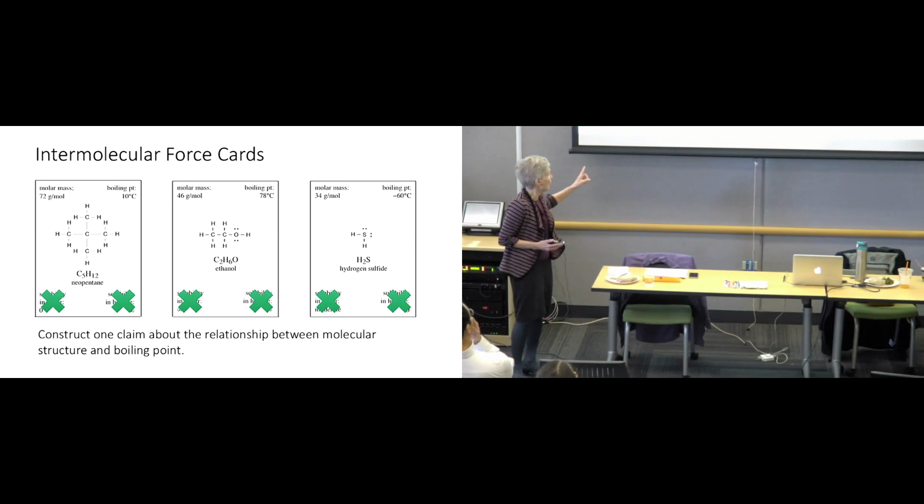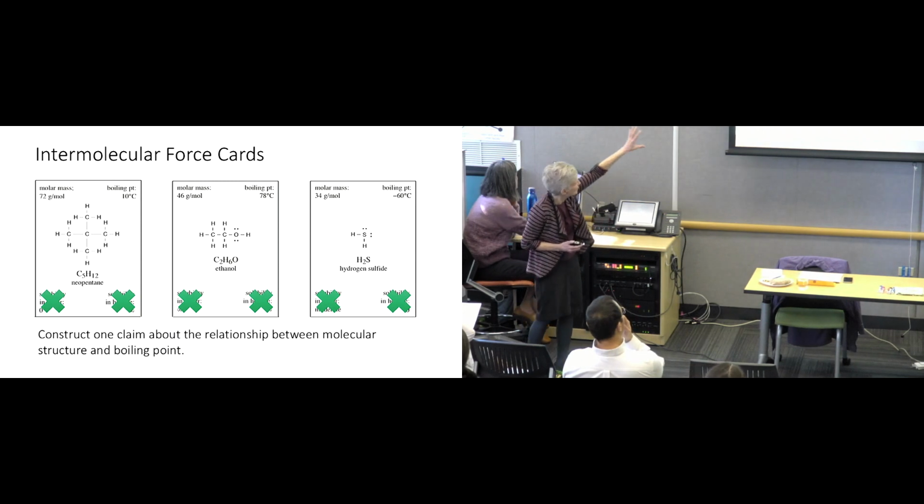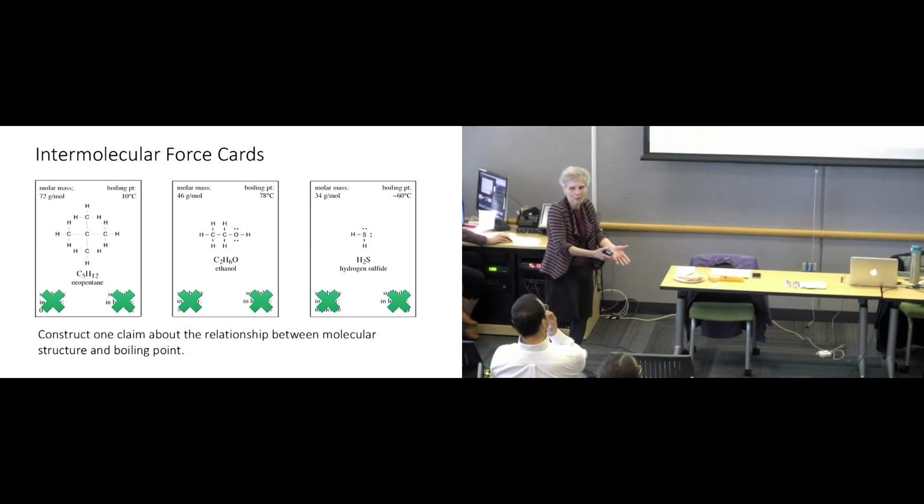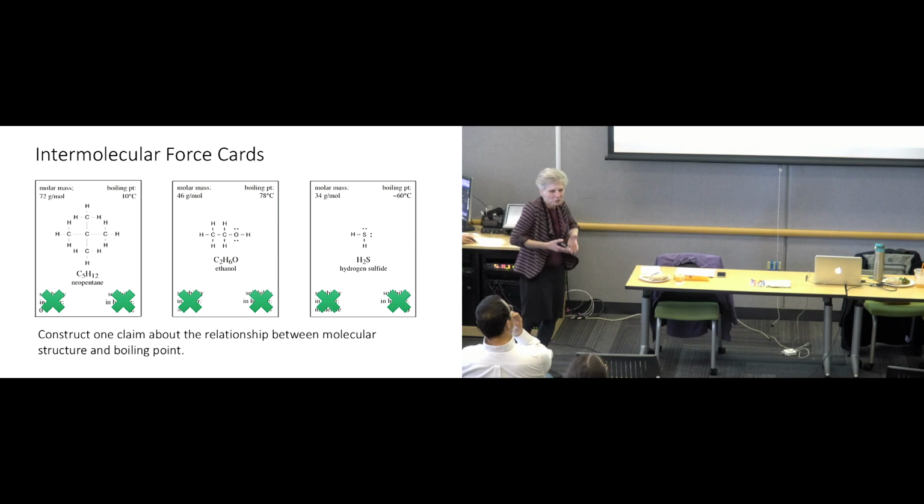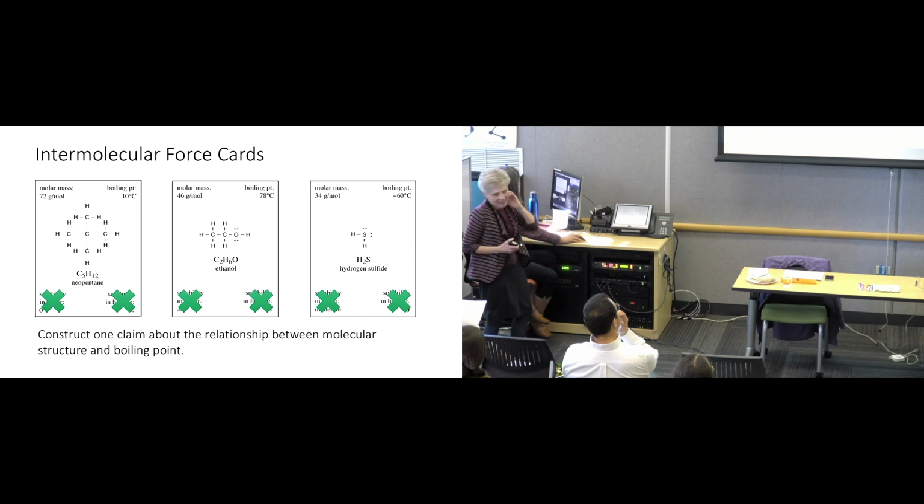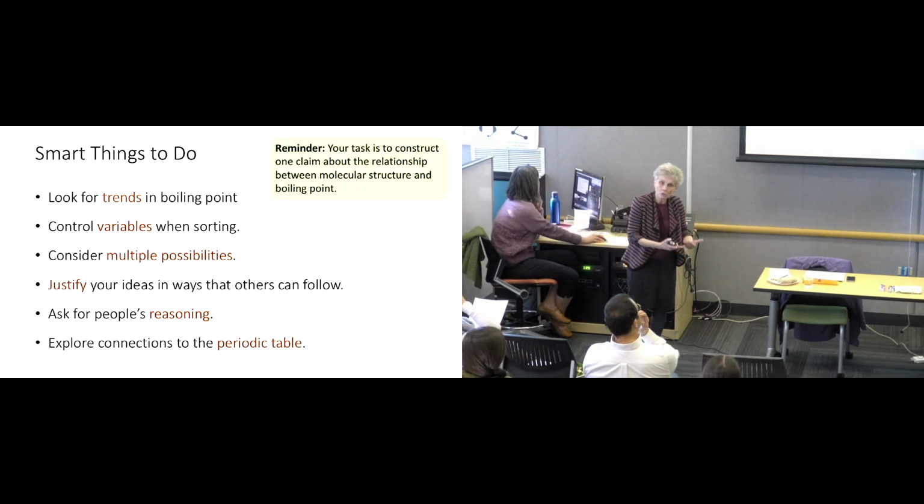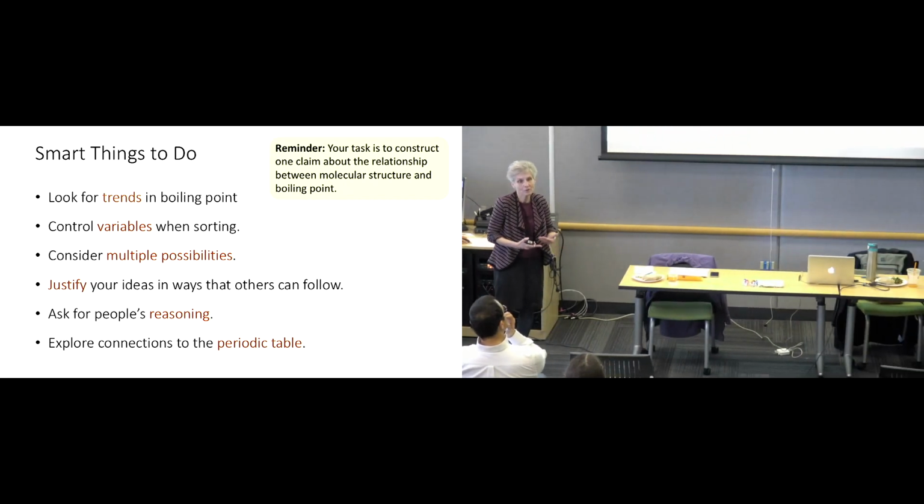So your job is to construct one claim, all right, about the relationship between the data that you see, the molecular structure and the boiling point, and make a claim about the pattern that you see, okay? You're constructing a rule for how these molecules are interacting. All right, now, what I want you to know is that as you do this investigation, there is a number of smart things that you can do. I'm going to leave this up because I'm going to want you to keep referring to this.